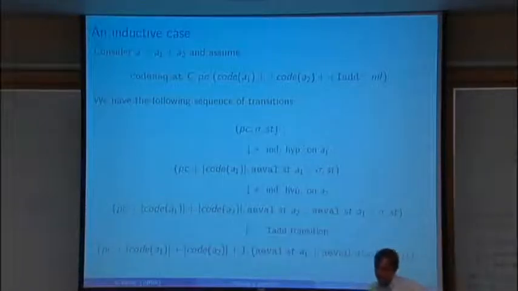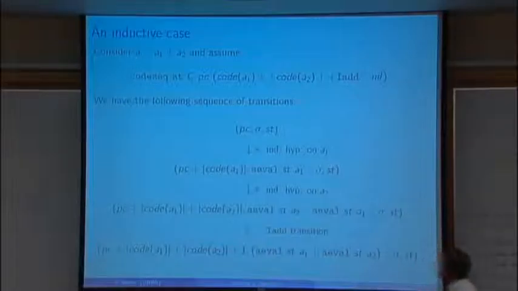And the beauty is in the recursive case. For instance, A is A1 plus A2. So at PC, we have the code for A1 plus A2, which is the code for A1 plus the code for A2 plus the code for I add. And then we can build the following sequence of transitions. From that state, at PC, we have the code for A1. So by induction hypothesis on A1, we can go to PC plus size of code A1 and get the value of A1 on top of the stack.